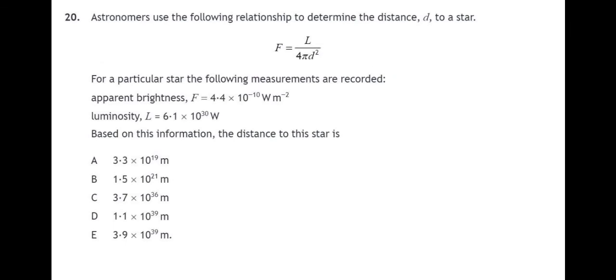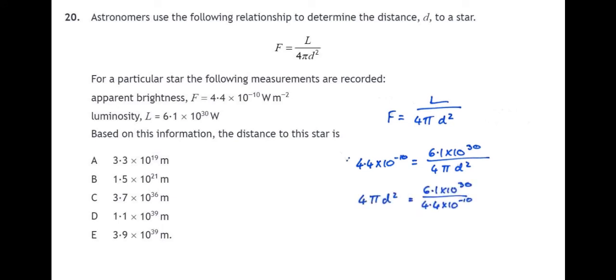And the final question, astronomers use the following relationship to determine the distance d to a star. For a particular star, the following measurements are recorded. Apparent brightness, F, 4.4 times 10 to the minus 10 watts per square meter. Luminosity, L, 6.1 times 10 to the power 30 watts. Based on this information, the distance to the star is... Okay, all we have to do is put the numbers we're given into this formula. So there's our formula. Put those numbers in. F we know, L we know. We want to work out D. So we get to that point.